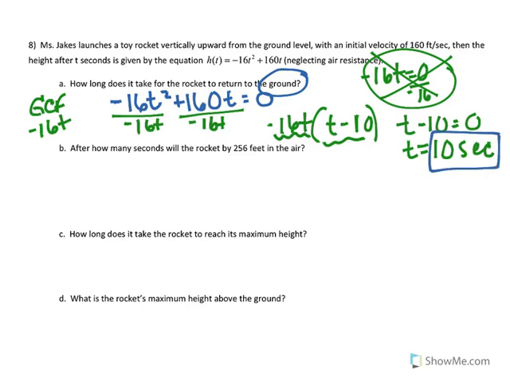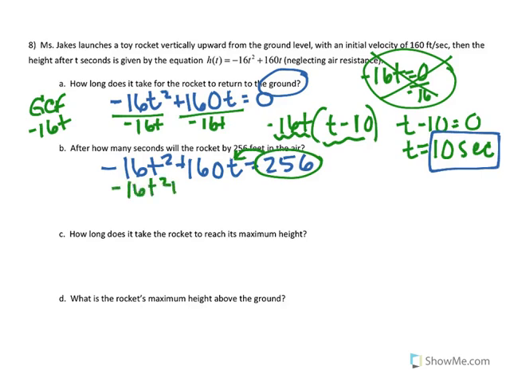Okay, so for the next one, it says after how many seconds will the rocket be 256 feet in the air? So we have to take our equation and set it to the height. Remember that our very first one, the height was 0 because it was on the ground. And then we are going to set it equal to 256. Remember, you can't factor that. You cannot do anything with it until you move it to the other side because it has to equal 0 to be able to factor. So we're going to move it to the other side.